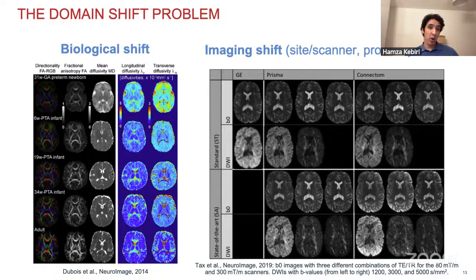So training a method on, let's say, a 30-week preterm newborn might not necessarily work for 40 weeks. And since we are using MRI, the problem is even more complex. There is also a shift in the imaging acquisition. MRI has hundreds of parameters that you have to tune. The protocols are very different between different centers, and also within the same centers, you can change so many things, especially in diffusion MRI, with the b-values, the number of gradient directions, etc.